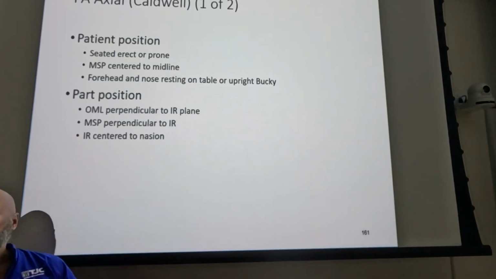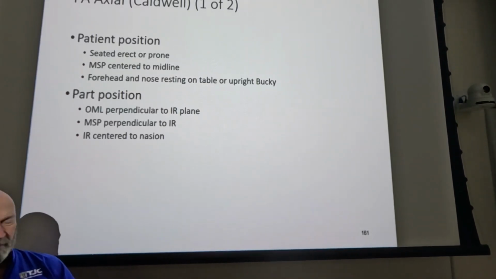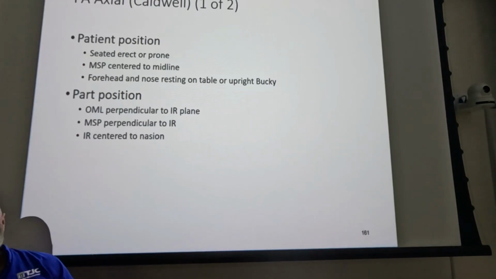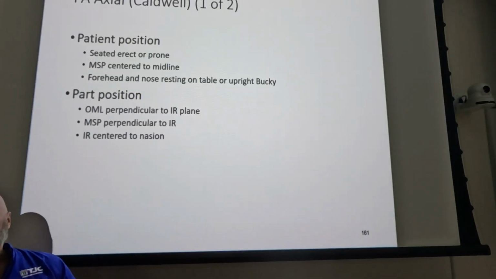So what three things need to be against the image receptor? This might actually be too small, but I think I can make it demonstrate. What three things have to be on the image receptor to make this work? Chin, cheek, and nose, right? Not chin, cheek, and forehead. Chin, cheek, and nose. So you get the patient lying flat on their back.